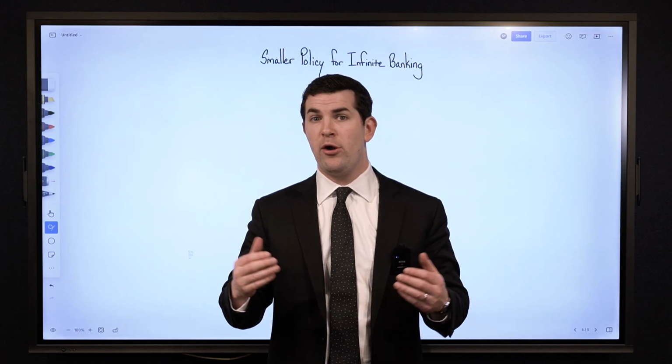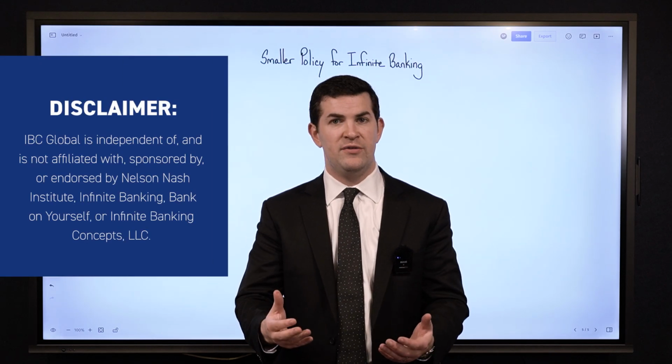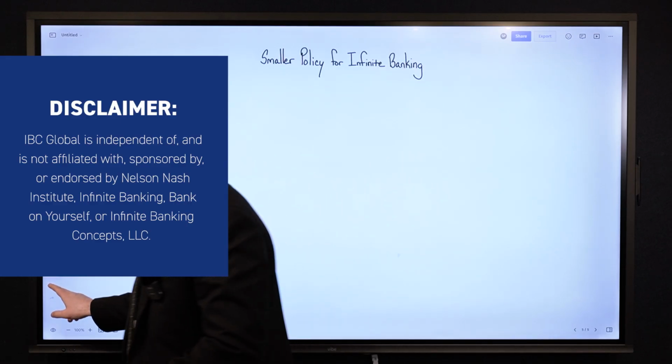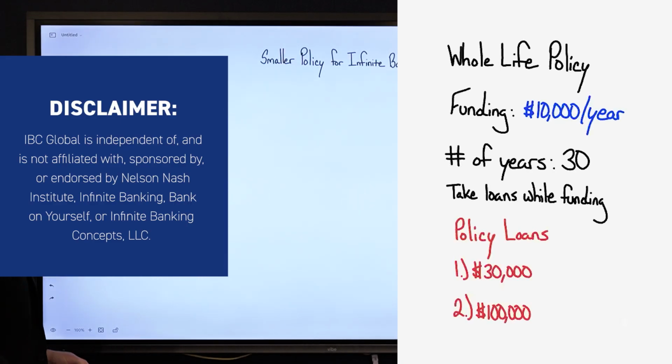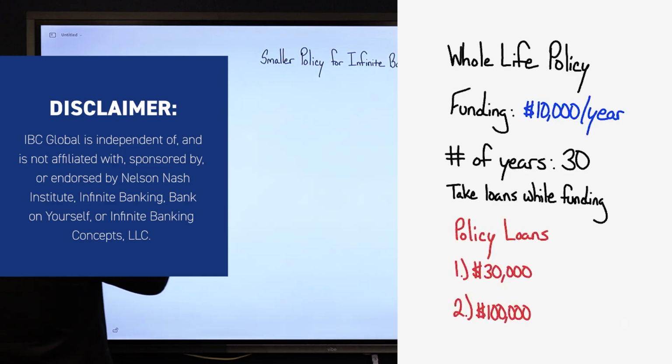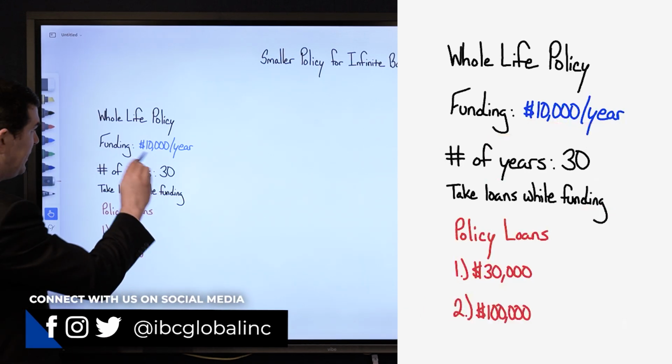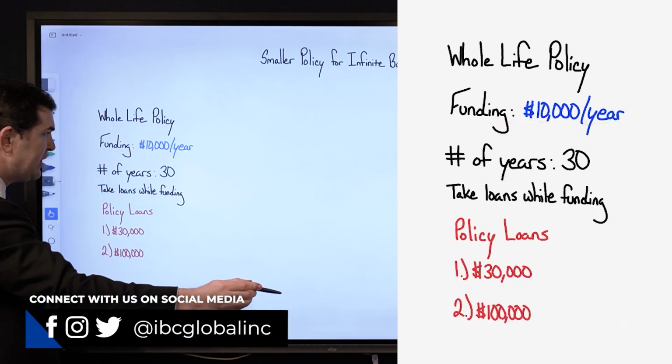Today we'll look at using a whole life insurance policy to practice infinite banking, and we'll look at this with a smaller whole life insurance policy. What we're going to look at specifically is someone who is funding a policy with $10,000 per year. And first we'll look at funding a policy for a period of 30 years, and they'll look at taking loans during this funding period, meaning they'll continue to fund $10,000 per year.